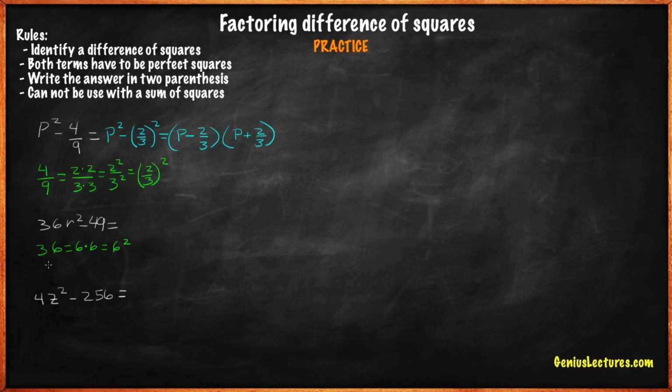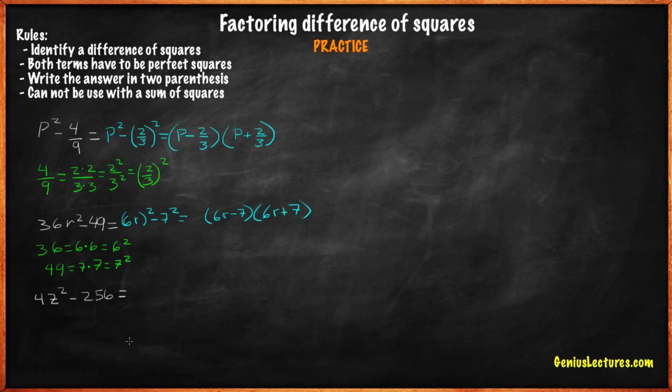49 is not expressed in a square form, so we have to change it if possible. 49 equals 7 times 7 equals 7 squared. Now we have 6r squared minus 7 squared equals 6r plus 7 times 6r minus 7. Let's try the last one.